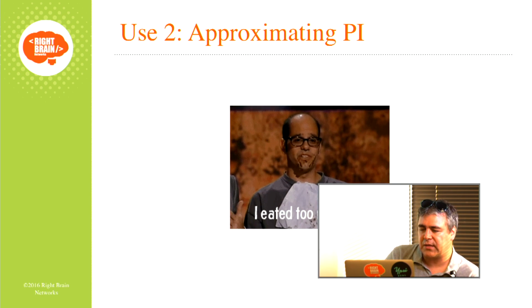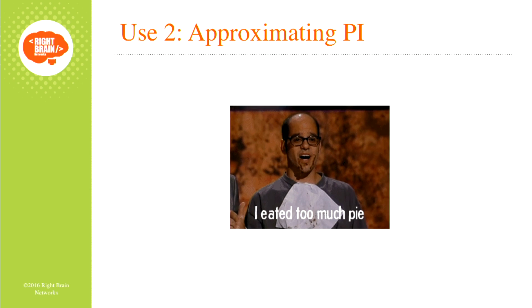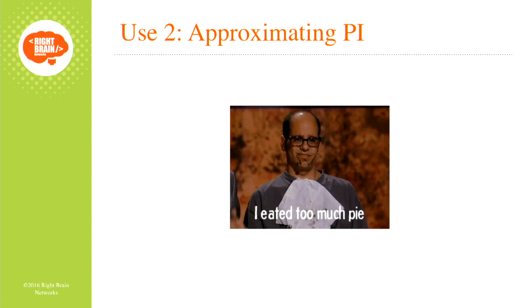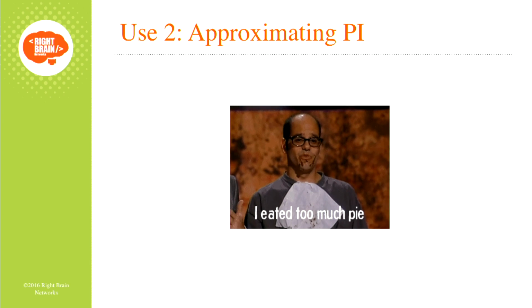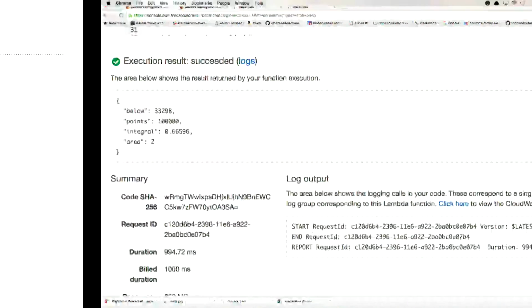So use case number 2, approximating pi. This problem is very, very similar. I love this. I remember doing this in, I think, 6th grade, sitting in class. My teacher took a box, drew a circle in there. Everybody got a penny. We flipped our penny into the box. We counted the number that fell inside the circle, the number that fell outside the circle, and we used it to approximate pi. We're going to do exactly that with Lambda.